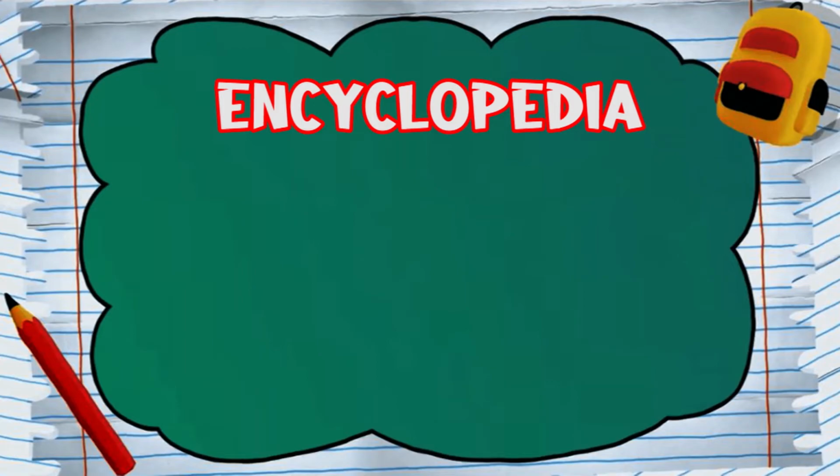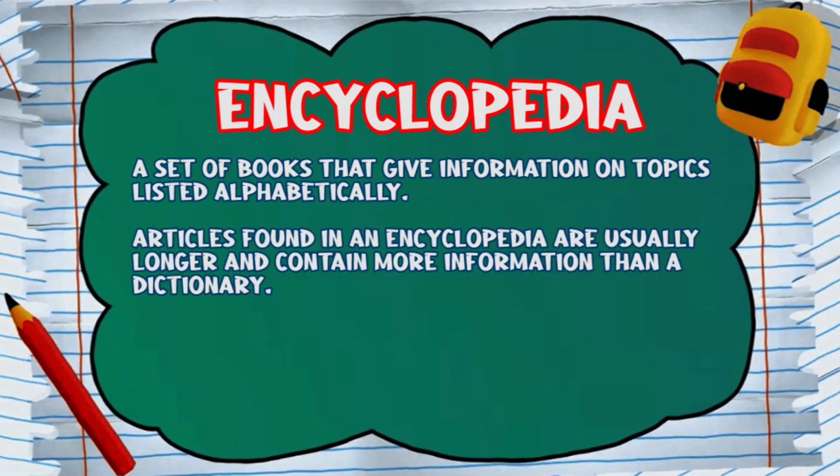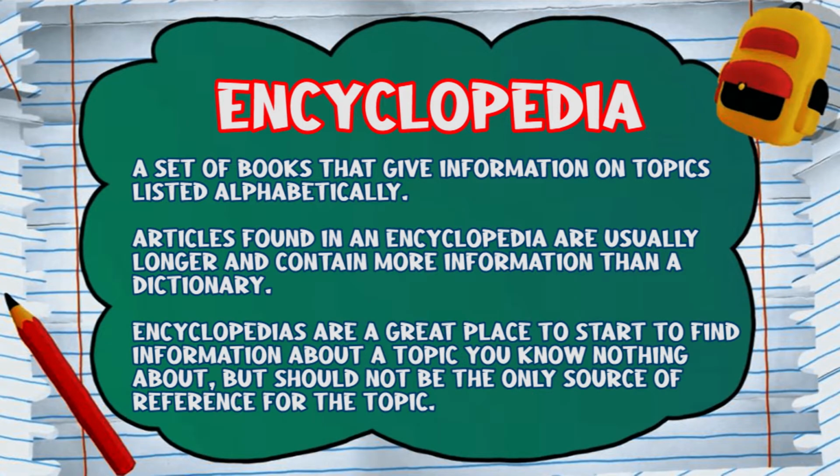Then we have the encyclopedia. The encyclopedia is a set of books that give information on a topic listed alphabetically. Articles found in an encyclopedia are usually longer and contain more information than a dictionary. Encyclopedias are a great place to start to find information about a topic you know nothing about, but should not be the only source of reference for that topic that you use.